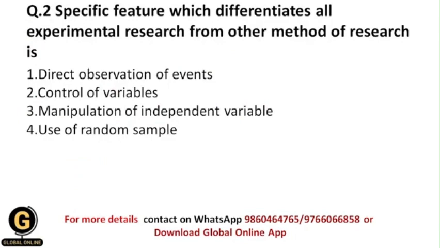Next is: the specific feature which differentiates all experimental research from all other methods of research is. So what is the difference between experimental research and all other research methods? Basically, what is the special feature in experimental research because of which we differentiate it from the other research methods? So whether it is direct observation of events, or control of variables, or manipulation of independent variable, or use of random sample. I have already told you in question 1 what experimental research is, but again I am going to discuss some salient features of it.